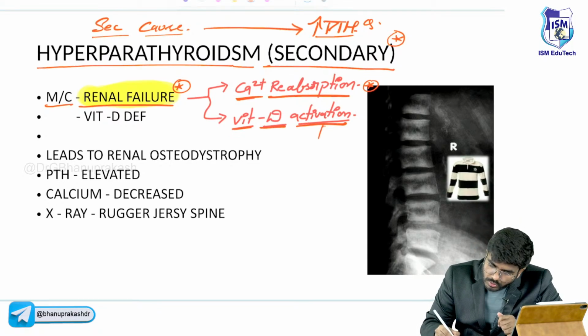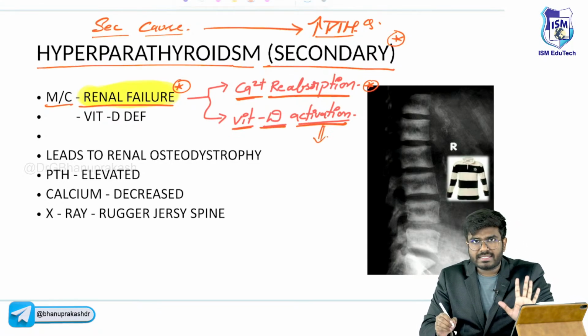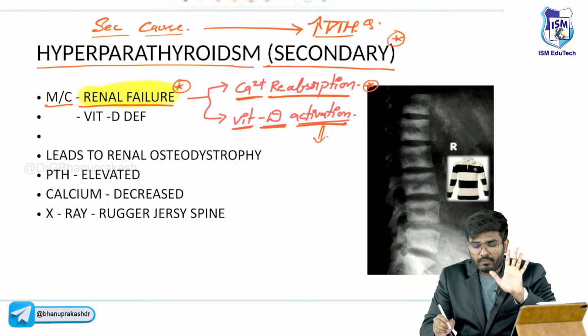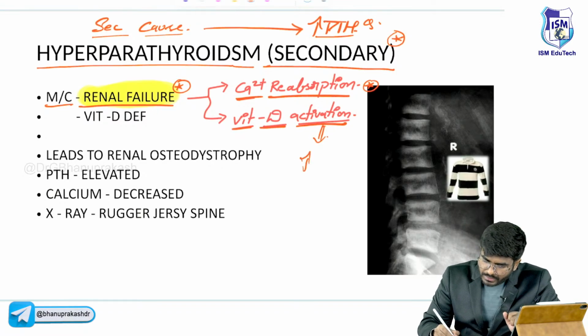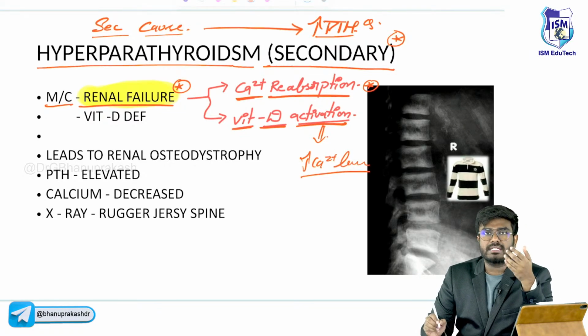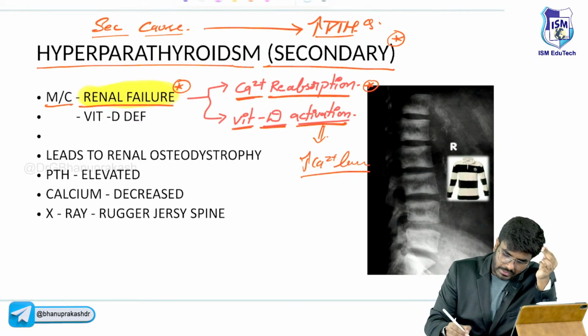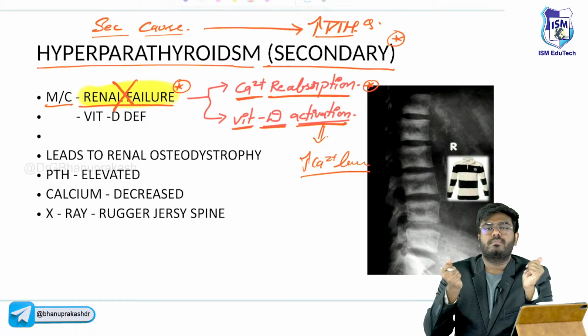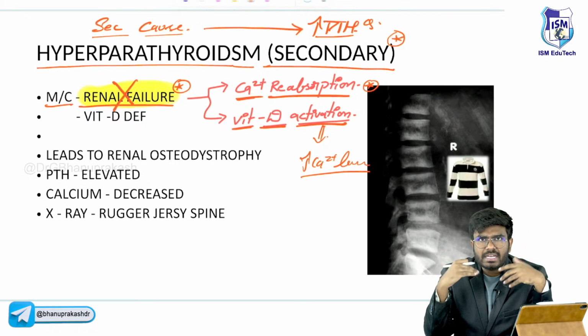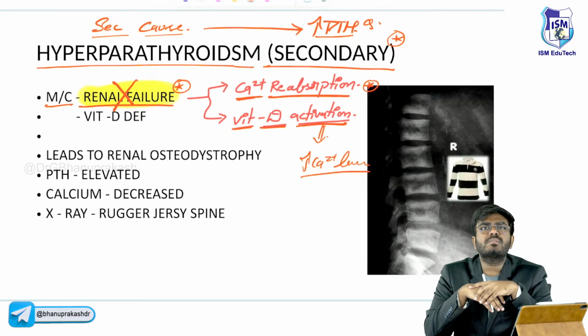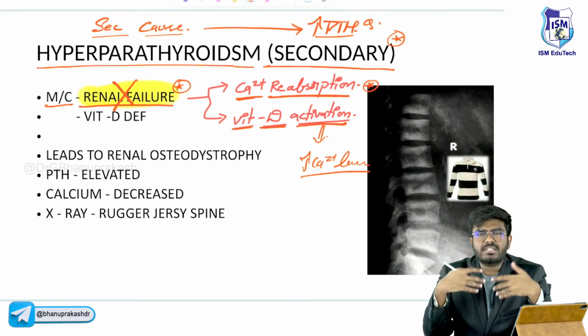What does vitamin D do? Vitamin D is activated in the kidneys, and vitamin D increases the blood calcium levels. Now tell me, if the kidney is gone, do you think calcium reabsorption is going to occur? No, calcium reabsorption is not going to occur. So there is calcium loss in the urine.